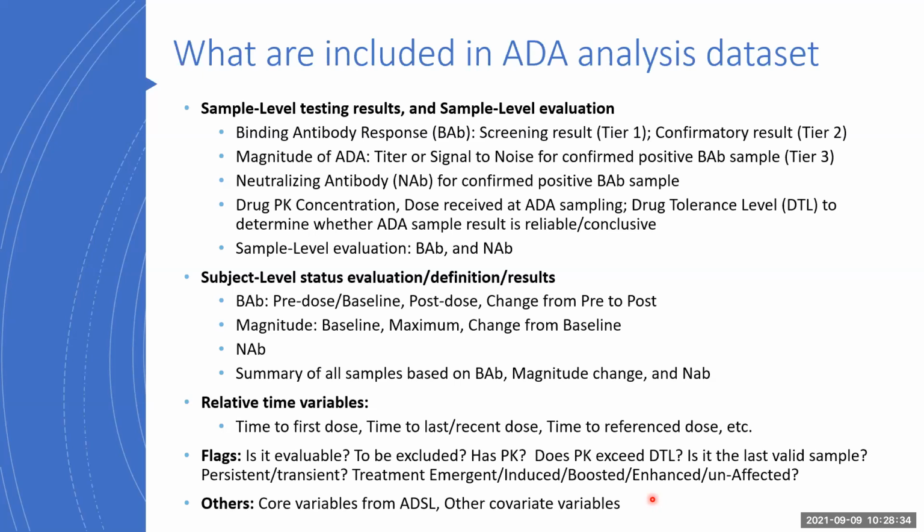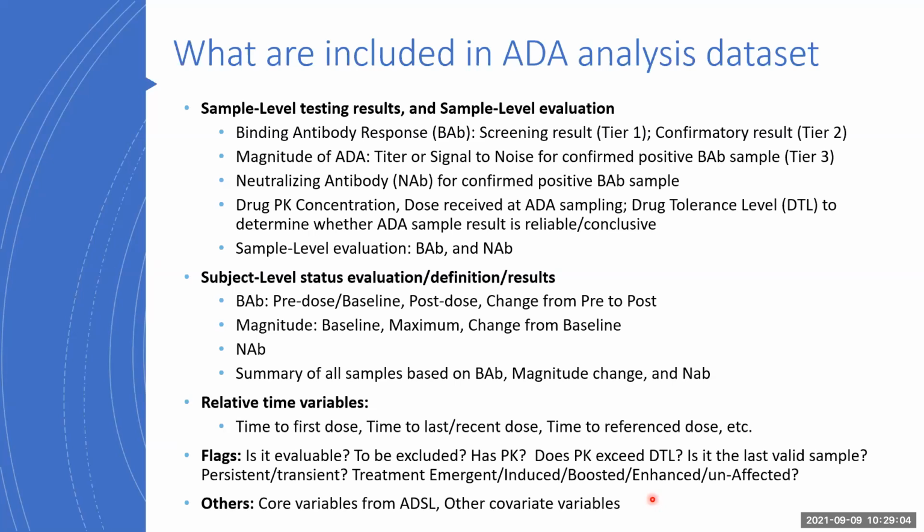At sample level, we also include PK concentration measurement at the time of ADA sampling. So we can compare with the DTL, the drug tolerance level, to determine whether this ADA sample result is reliable or conclusive. At the end, sample level evaluation is summarized upon the raw testing result and the conditions described above.